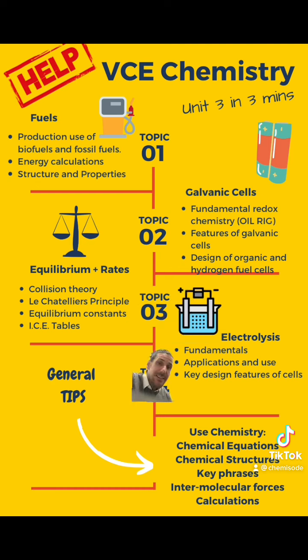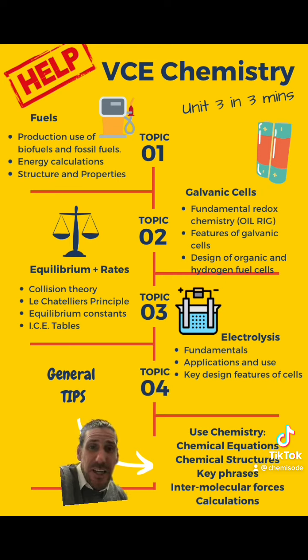We looked at the key design features of these cells, but also one thing I haven't got here is we did some calculations to do with Faraday and understanding how electrical charge is involved with redox reactions. So that's Unit 3 Chemistry in about 2.5 minutes, which means I've got 30 seconds to talk about generalized tips for chemistry.